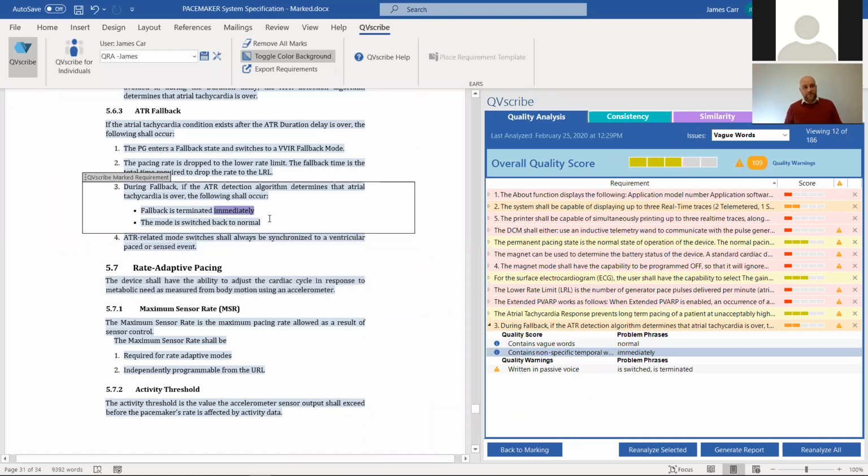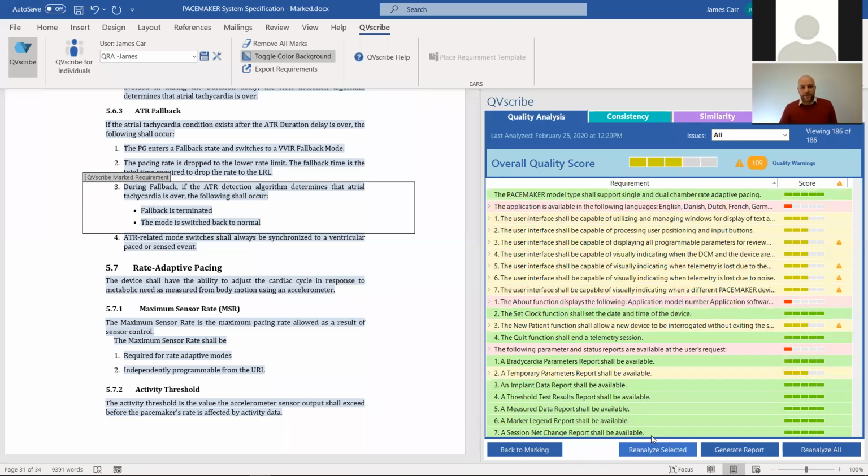So maybe at this level, it would be appropriate to add the time. If it is really important that this fallback is terminated within 1 second, or within half a second, or 0.2 of a second, then you can change that here. If you determine that at this level you're not getting into the actual performance of the system, but just describing the behavior, then maybe the best practice is just to take that out. So I can remove that word, and I can reanalyze the requirement. So we'll just reanalyze this one requirement.